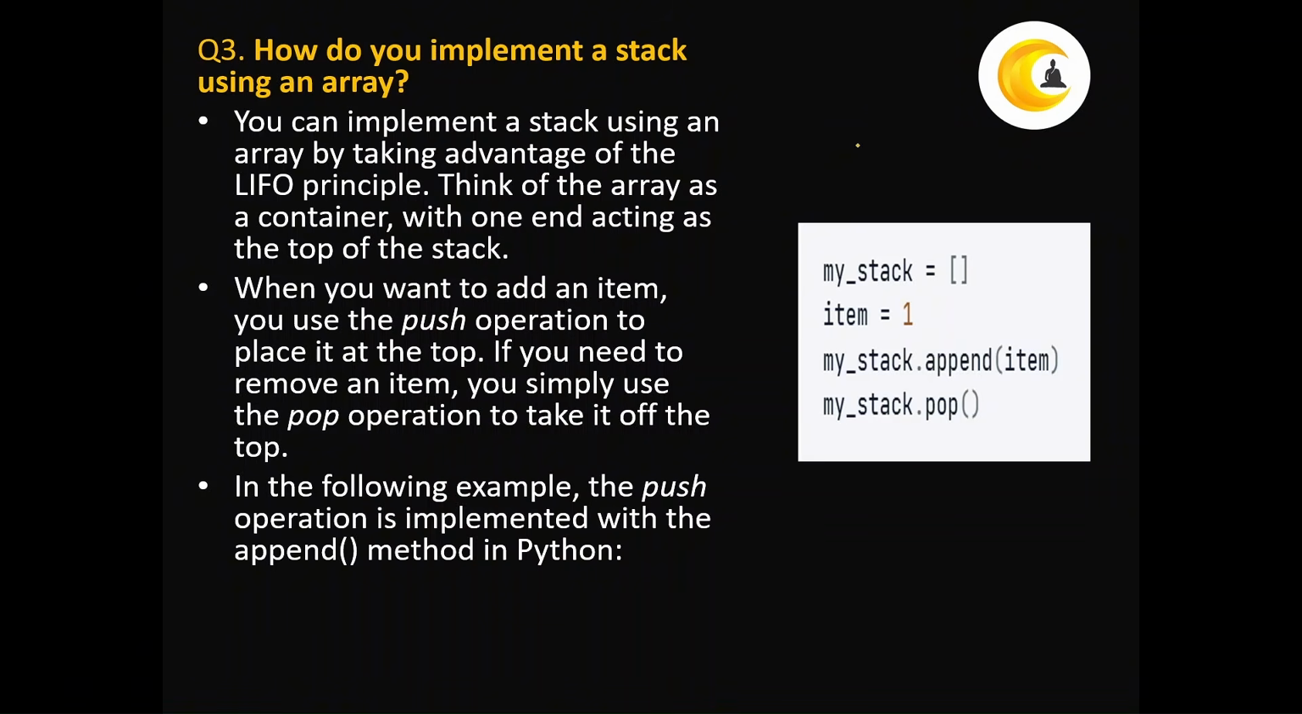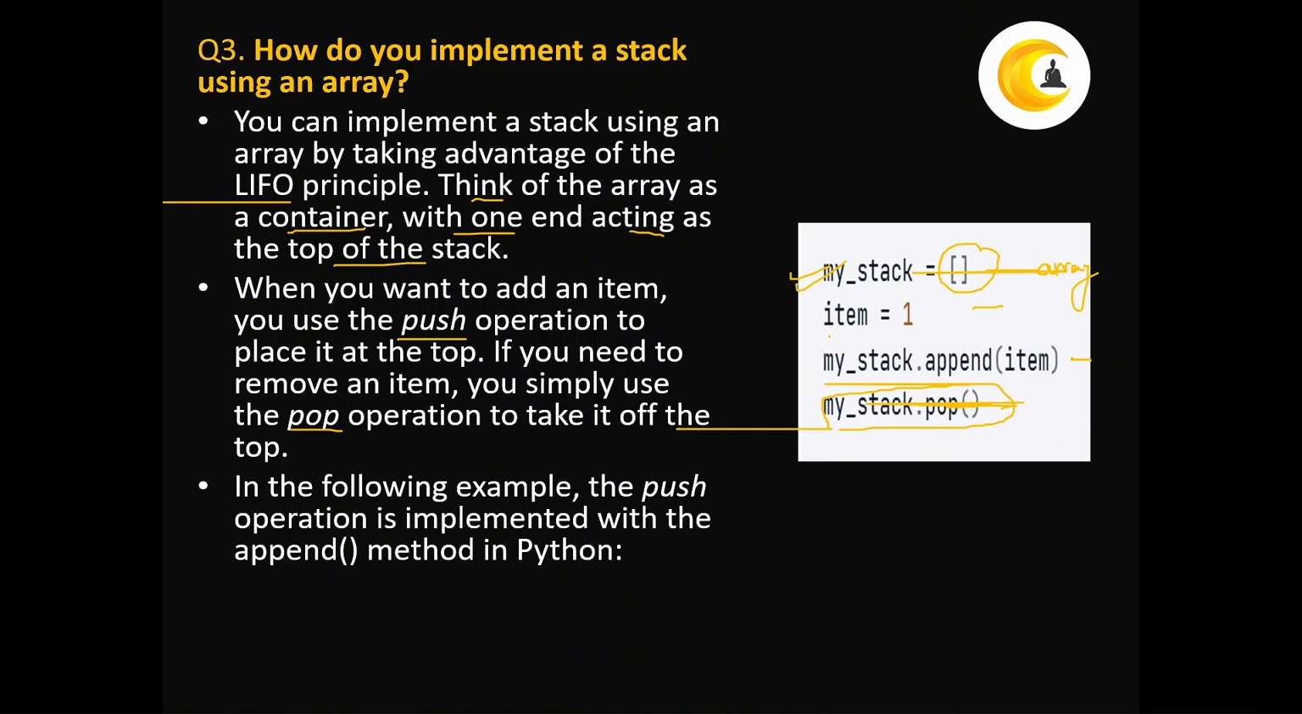Now, how do you implement a stack using an array? Very simple implementation. If you look into this, that is exactly how you're going to implement it. We'll come to this part, my stack.pop, later. First we'll read here that you can implement a stack using an array by taking advantage of the last in, first out principle. Think of an array as a container with one end acting as the top of the stack. When you add an item, you use push, and when you want to remove it, you use pop. In the following example, the push and pop operations are implemented. So this is your stack, my stack, that is an array.